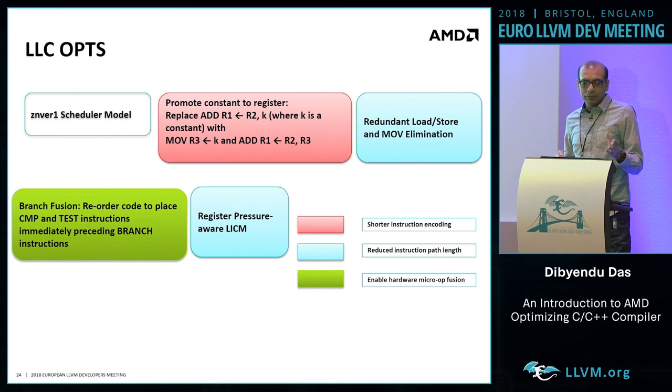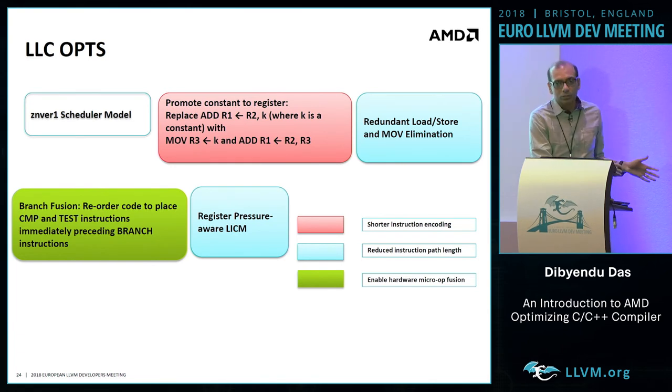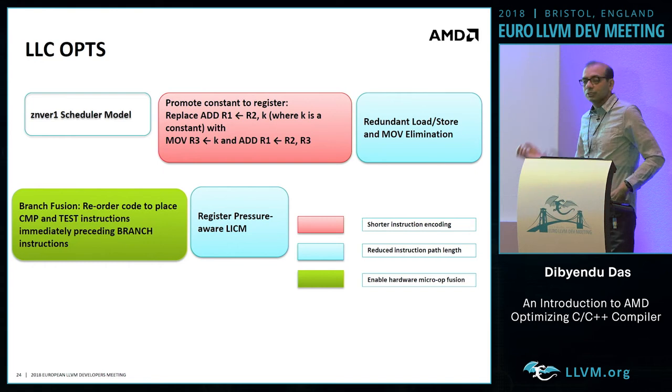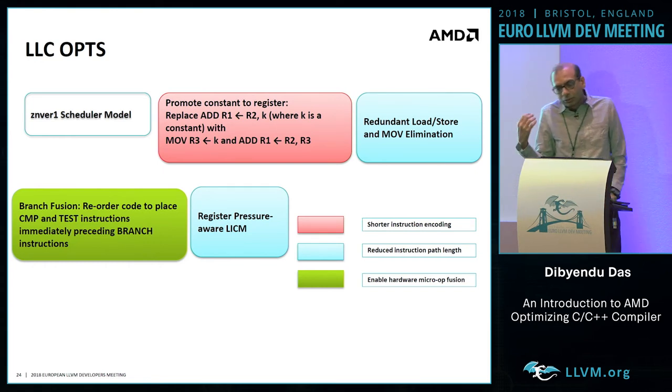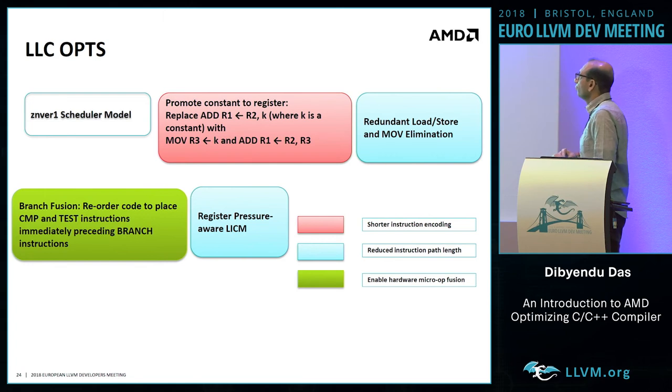In addition, though it's related to both opt and LLC, we made some changes to the TTI costing, because we need to take care of some of these instruction costs, and things like some of the vector instructions which you need to avoid generating. So in the LLC space, these are some of those things that we did.